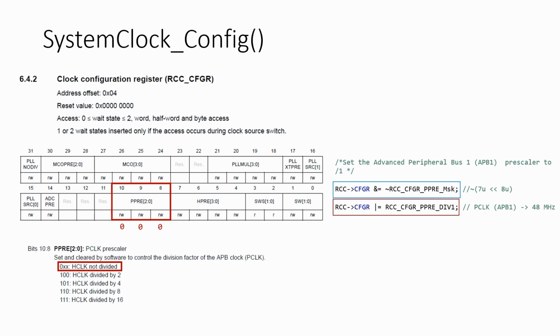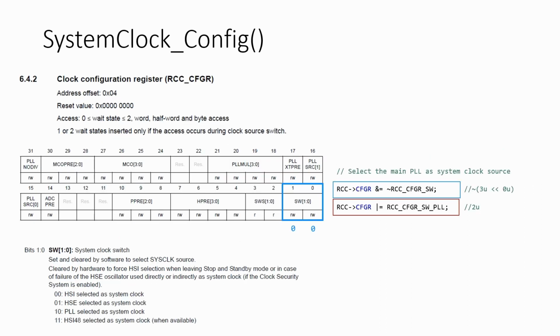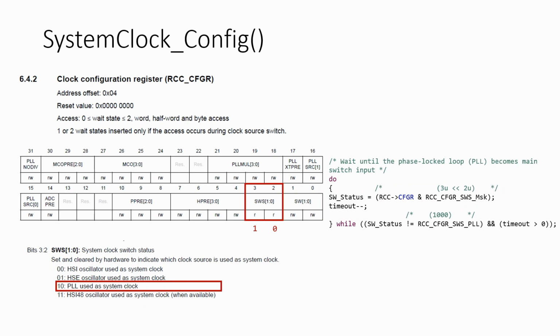This will set the APB1 clock to 40 MHz. And in the flash access control register, you must enable the flash prefetch buffer and set the flash latency by writing a 1 in bit 4 and a 1 in bit 0. Going back into the clock configuration register, bits 0 and 1 must be cleared, and PLL must be selected as system clock by writing a 2 to the bits mentioned before. In order to wait until the phase lock loop becomes the main switch input, a do-while loop must be created, and as long as the PLL is not used as the system clock, the loop will execute.